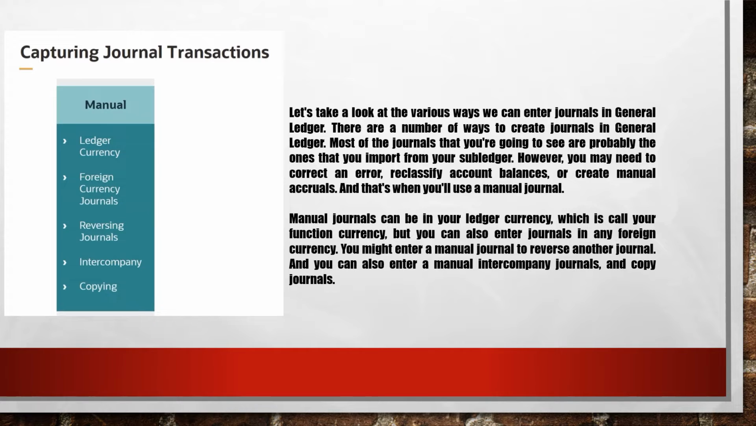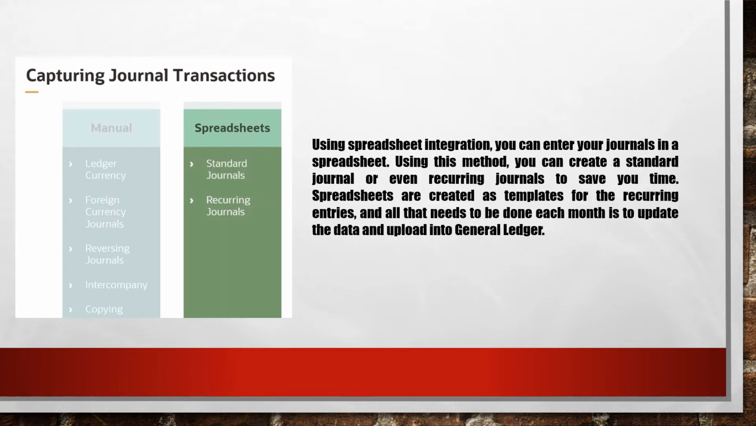However, you may need to correct an error, reclassify account balances, or create a manual accrual, and that's when you use a manual journal. Manual journals can be in your ledger currency, which is called your functional currency, but you can also enter journals in a foreign currency. You might enter manual journals to reverse another journal, and you can also enter a manual intercompany journal and copy journals.